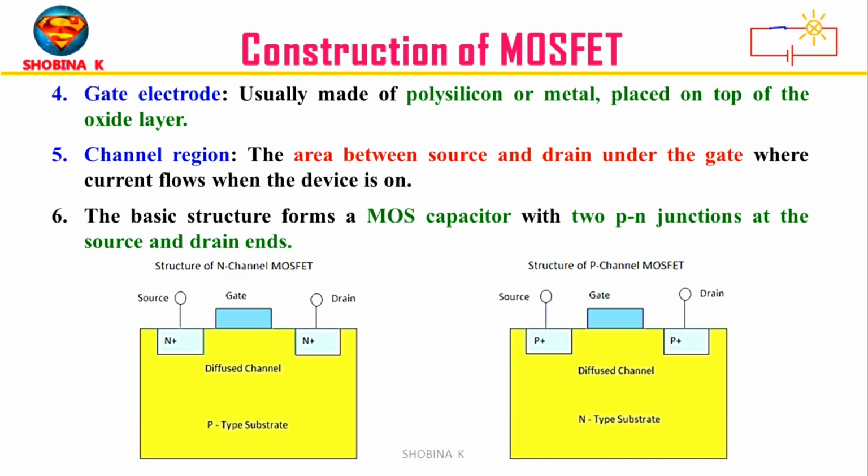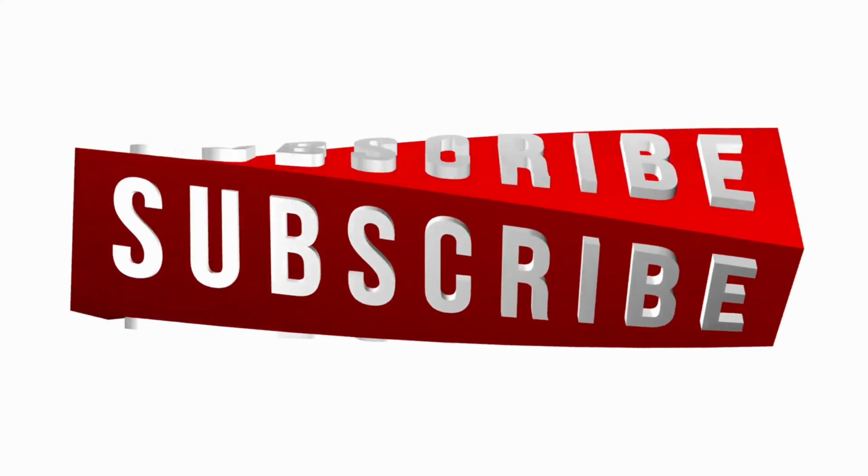So in this video, we learned what a MOSFET is and how it is constructed. We saw the layers: substrate, source, drain, gate and the oxide. In next video, we will go deeper.